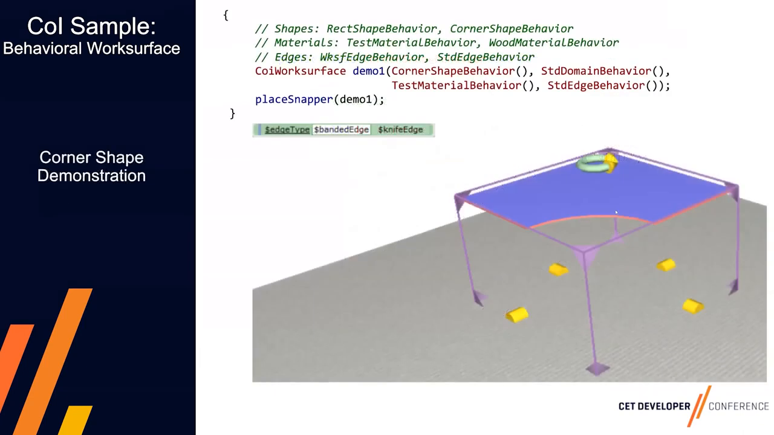So in reality now, this one ends up looking something like this, where we have a composition over inheritance work surface that we now fill in and we compose it with a corner shape behavior. And in this case, I'm changing the material behavior to use the test materials. So this could be like some sort of debug materials for your snapper. And now we kept the same edge behavior and the same domain behavior. So we're allowed to have the same sizes, and we are allowed to have the exact same edge type. So we still are allowing banded edge, and we're still allowing knife edges. But our entire shape of our surface is changed because we composed it differently.